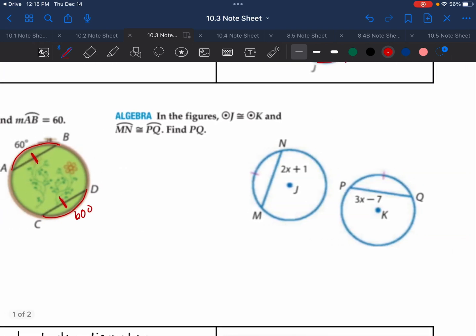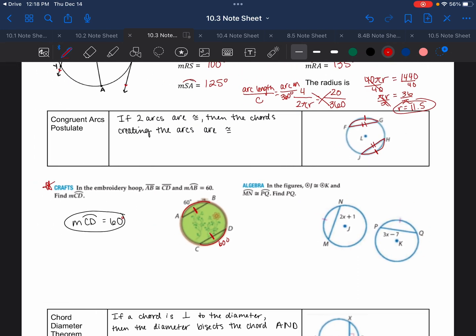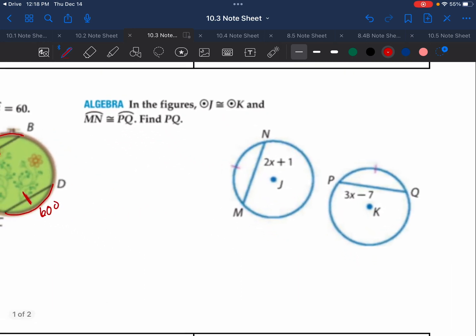Okay, next one. We'll do this together. In the figures, circle J is congruent to circle K. This matters, okay? So far with the congruent arcs postulate, we've been within the same exact circle. If we're in different circles, for this to work, the circles have to be congruent to each other so that they're the exact same size, so that measurements are staying equivalent. So in the figures, the circles are congruent, and arc MN is congruent to arc PQ. Find PQ, so find the measurement of segment PQ.